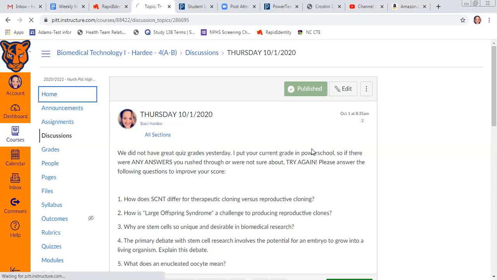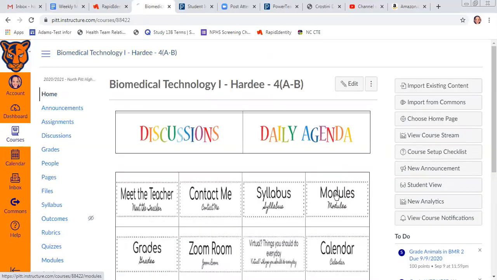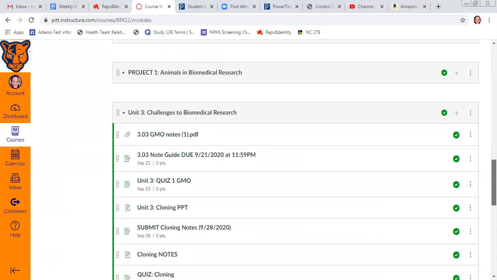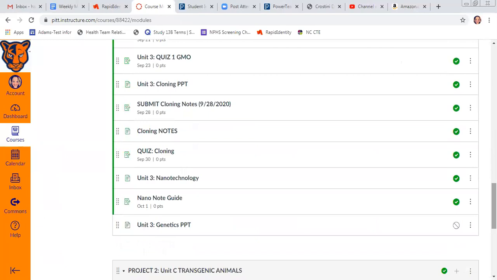Okay, so going home, clicking on modules. Okay, so for today, we're starting the third mini unit of Unit 3. So again, this is a challenge to biomedical research. All of these areas that we've talked about over the last week and a half have been an area of biomedical research. So an area of biomedical research was genetically modified organisms, and then it was transgenic organisms, and then it was cloning. And so now we're moving on to nanotechnology.